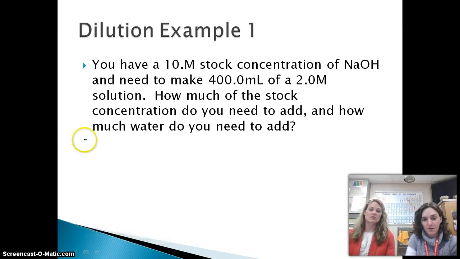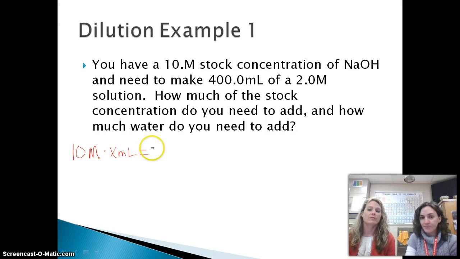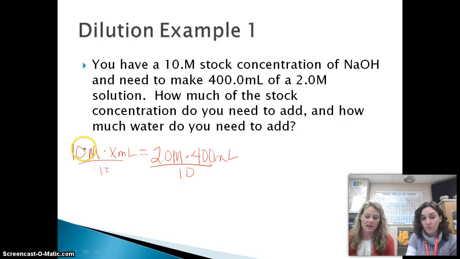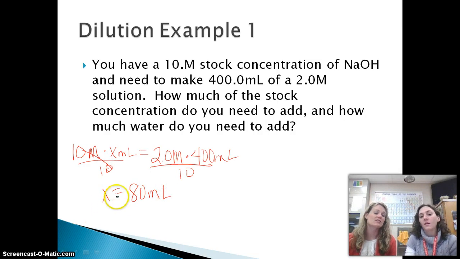Got it. All right, so what we need to do is set up our concentration side and our stock side and figure out where our variable goes. So we've got our 10 molar stock. We want to find out how much of that we're going to need, so that is our variable x. And then we've got our 2 molar, and our volume is 400. So we've got to get x alone, so 2 times 400 divided by 10 is going to give us 80, and our units are milliliters.